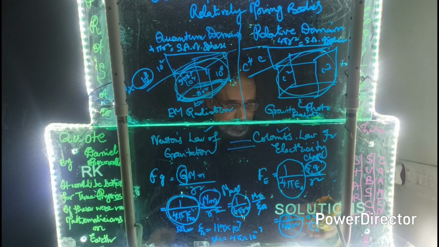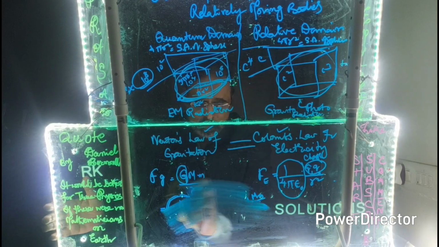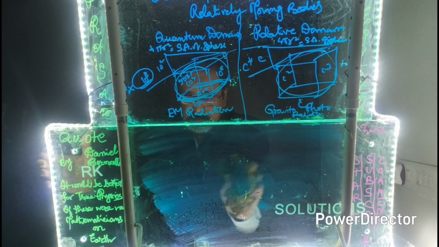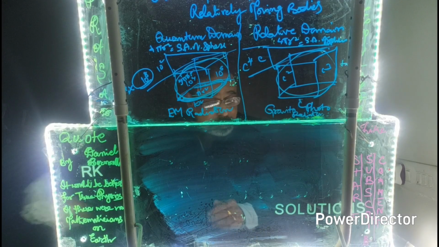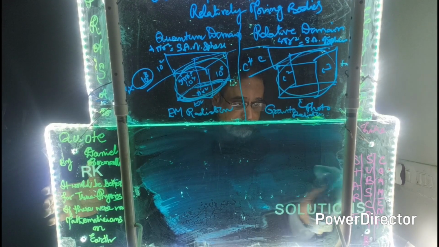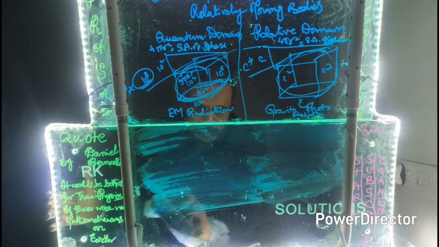And I told you, that is why we have two different worlds. One is the quantum world, the quantum domain. The other is the relative domain, right? One is the quantum domain, the other is the relative domain.